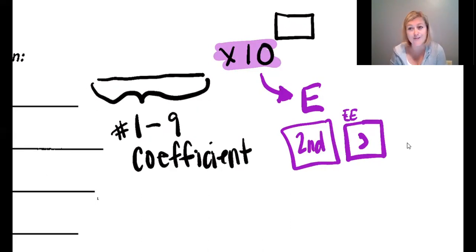Don't use the caret. A lot of you like to use the caret. Please don't use the caret. That will screw up the powers of 10 when we're multiplying and adding and subtracting scientific notation numbers, okay?